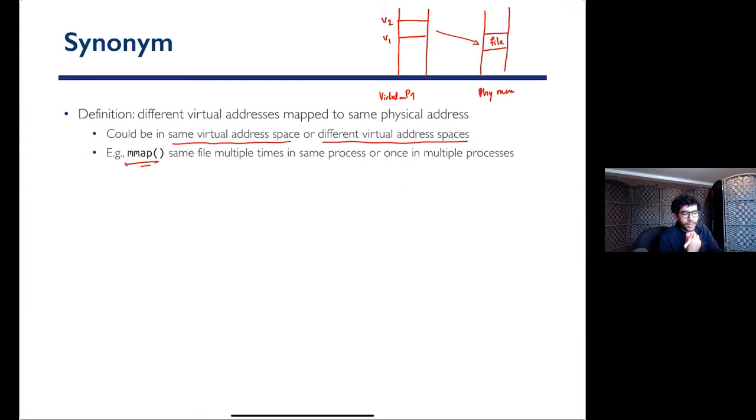Now, if you do another memory map, so let's say you do exactly the same thing, you do another memory map and you get another V1 prime and V2 prime and map it to the same file, this actually can happen. So at this point, you have two regions of your virtual memory mapped to the same file. Does that make sense? So now, consider a physical address here: two different virtual addresses are mapped to the same physical address within the same process.